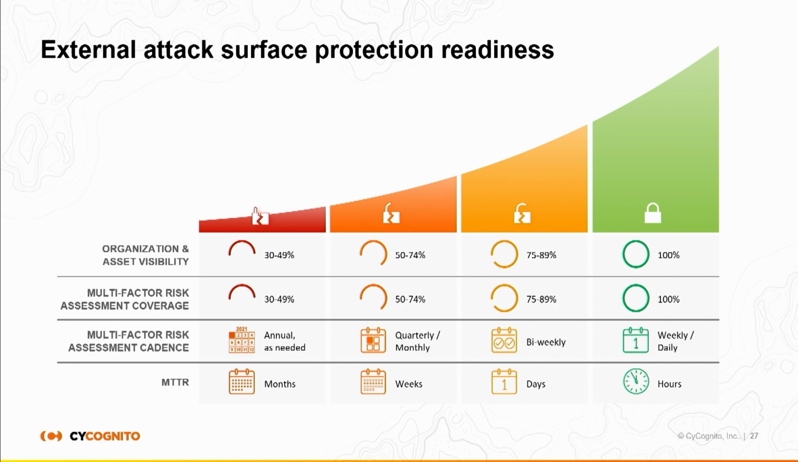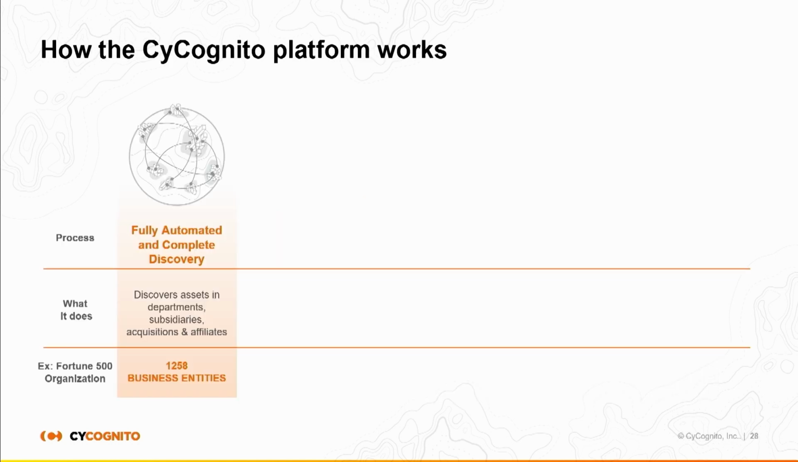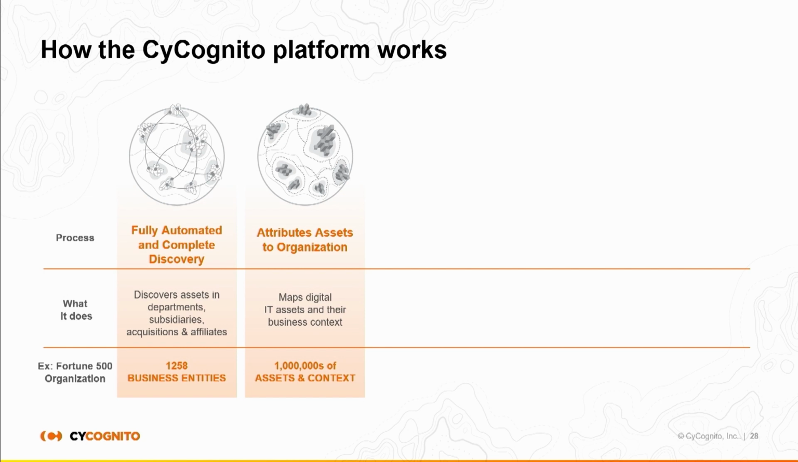Next slide. So let's talk about how CyCognito works. The first thing that the CyCognito platform does is we automatically discover and attribute everything that we find in the attack surface, including APIs, including websites or web applications that might be using APIs. Next slide. Then we do attribution of those assets to the organization.